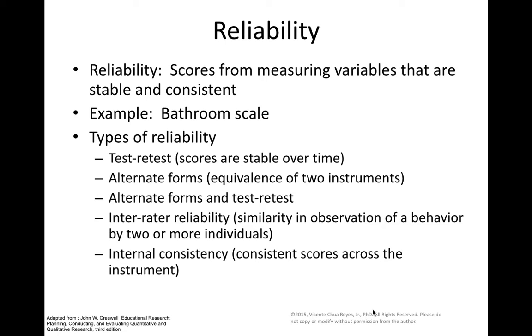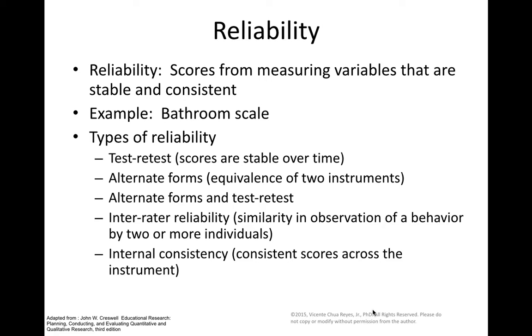Now, what are different types of reliability? Test-retest. Scores are stable over time. What I just explained earlier about using the bathroom scale. Alternate forms, equivalence of two instruments. That's another way of testing reliability. Alternate forms, and then combining with test-retest.